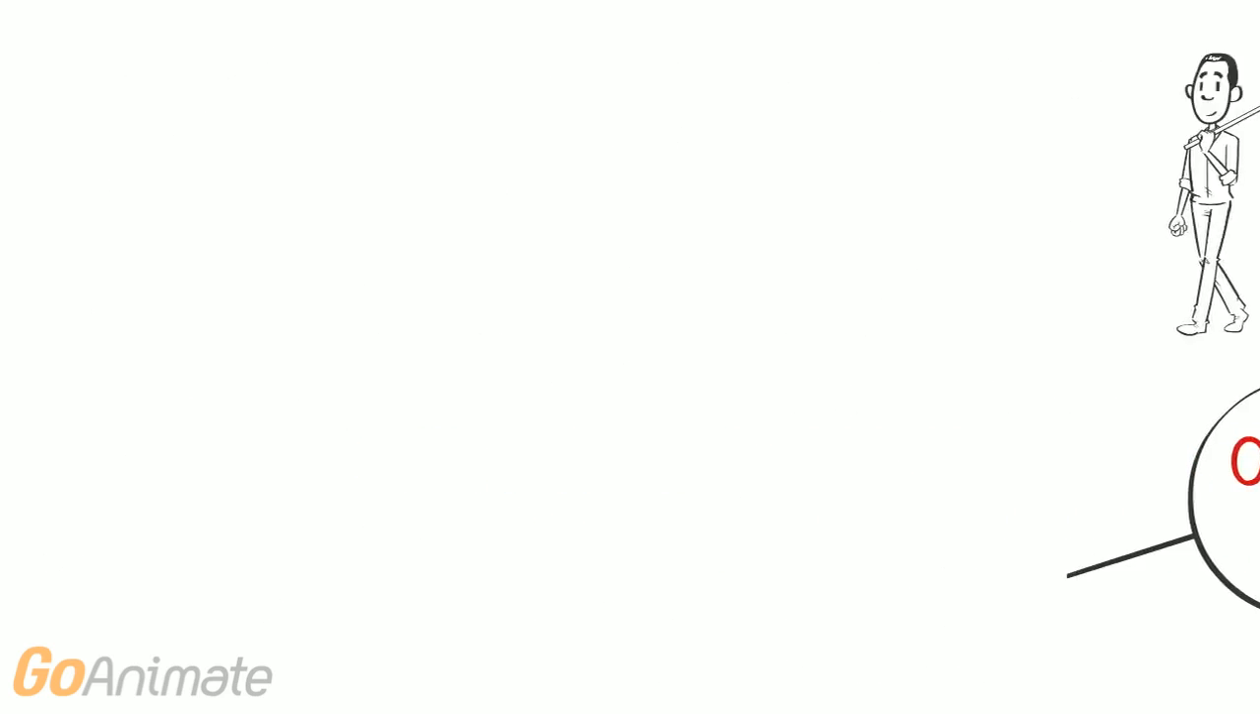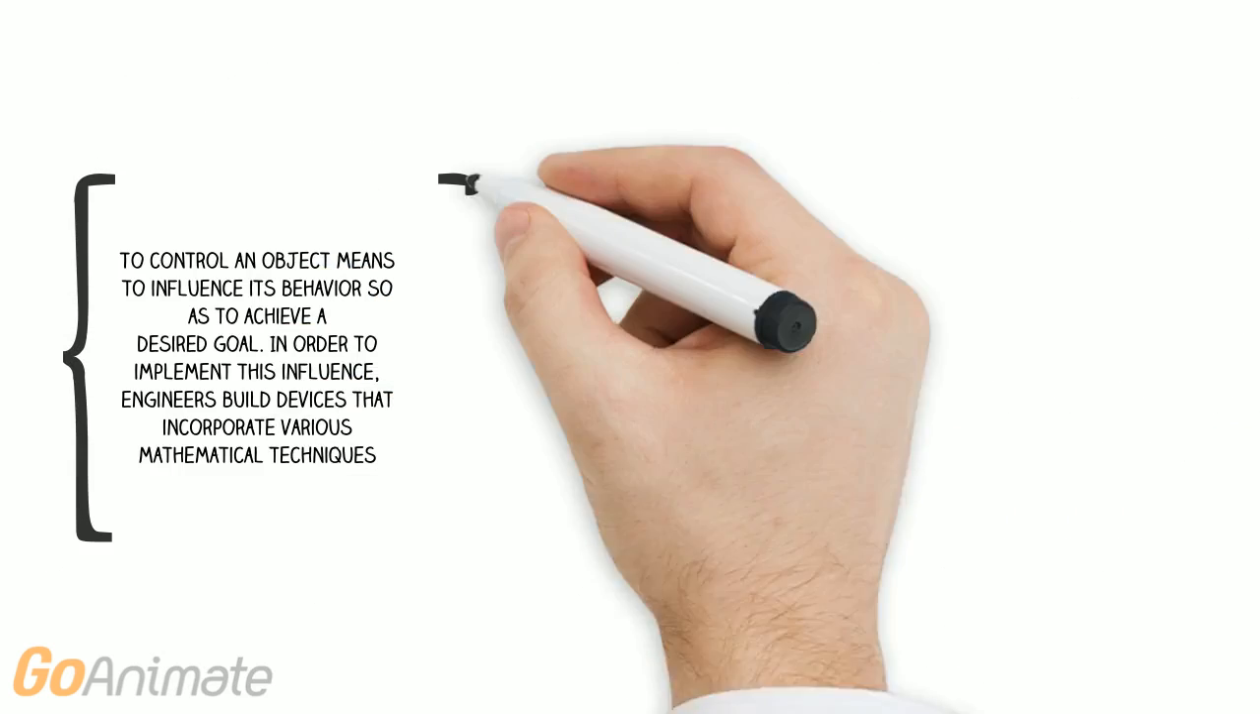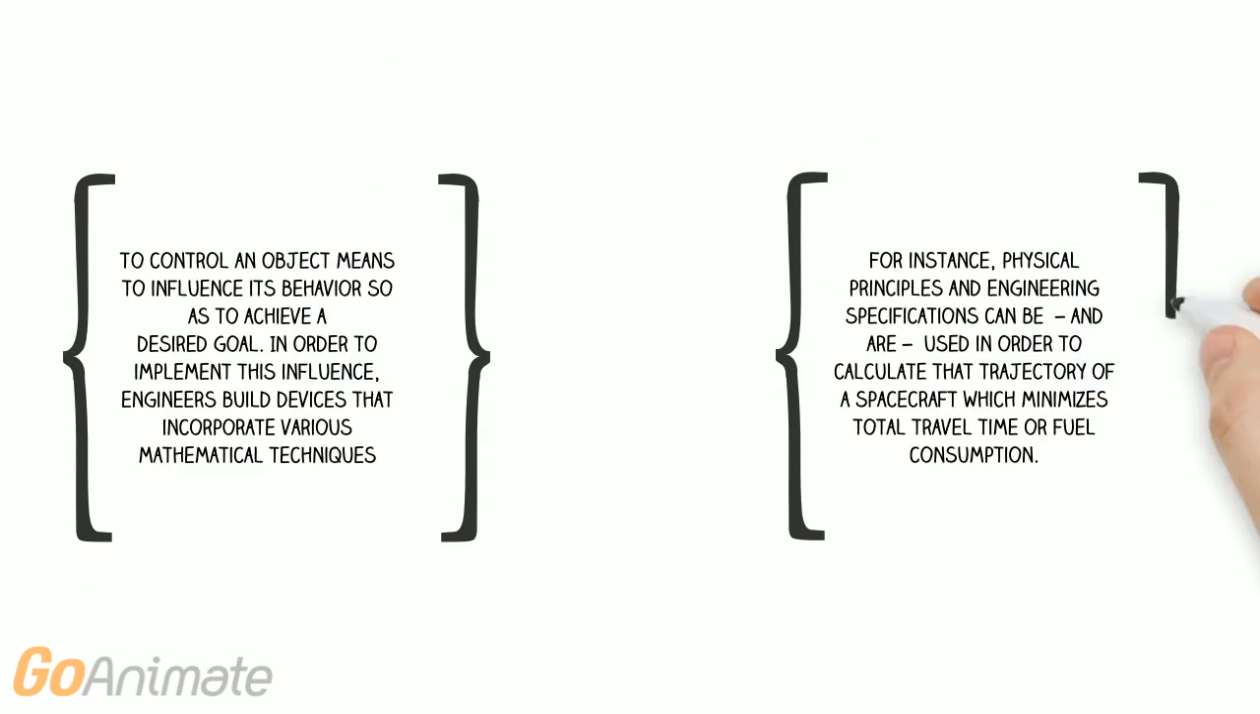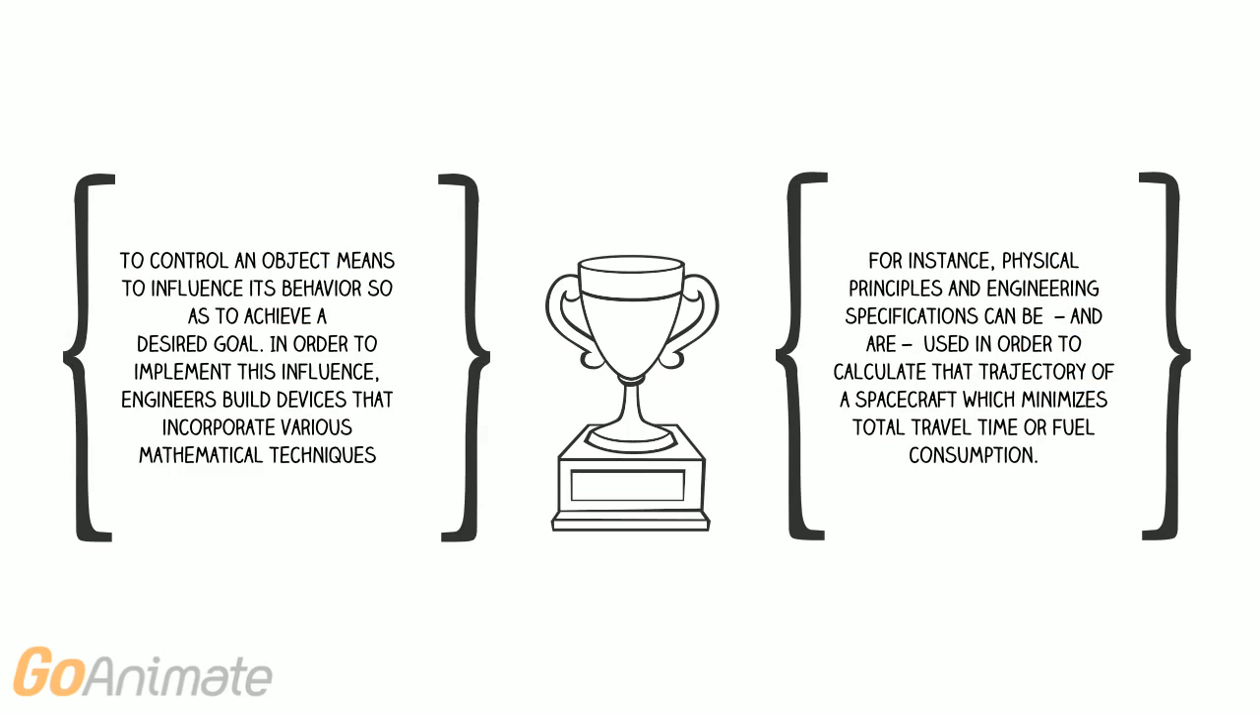To control an object means to influence its behavior so as to achieve a desired goal. In order to implement this influence, engineers build devices that incorporate various mathematical techniques. For instance, physical principles and engineering specifications can be and are used in order to calculate the trajectory of a spacecraft, which minimizes total travel time or fuel consumption.